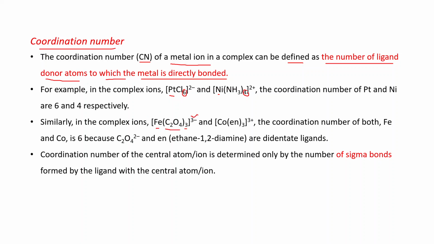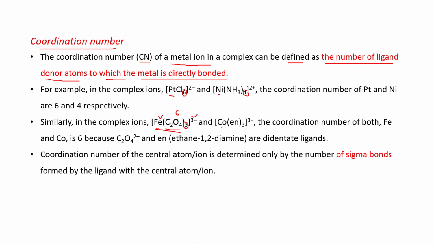The coordination number is 6. How is it 6? In this case, these 3 are the number of ligands. But this C2O4 is a didentate ligand. It has 2 donor atoms. That's why the total number of donor atoms is 6. Hence the coordination number of Fe in this complex is 6.